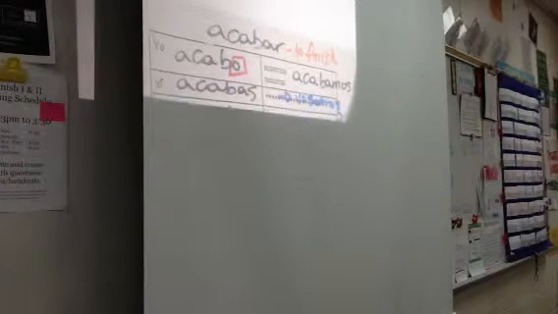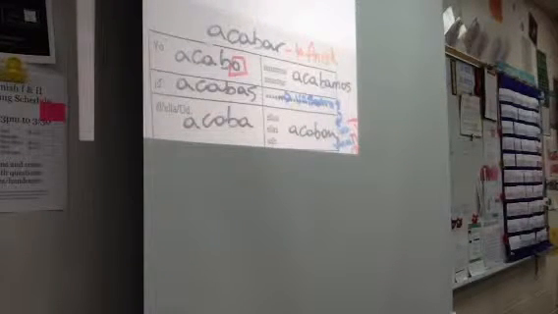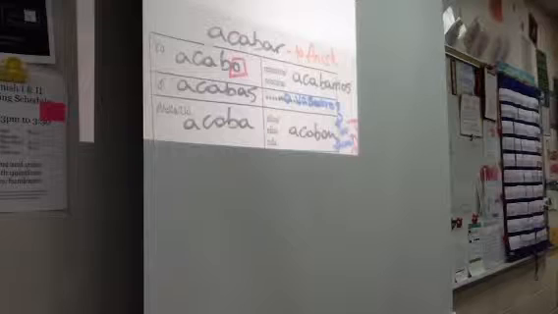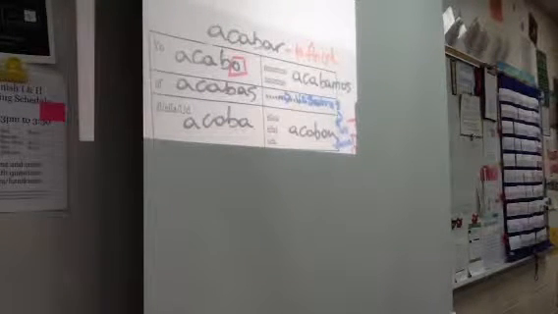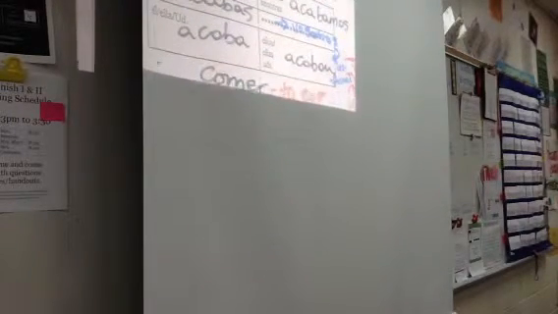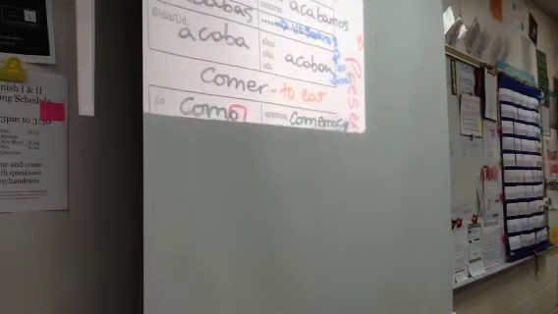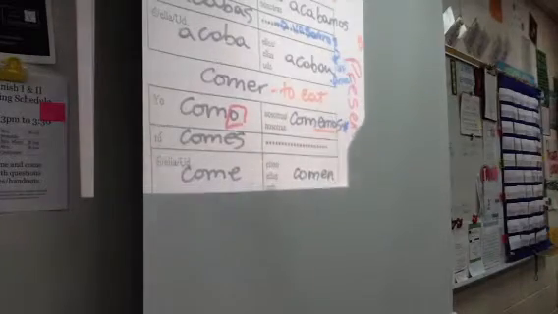Yo form? Acabo. Tú acabas. Él, ella, usted acaba. Nosotros acabamos. Ellos, ellas, ustedes acaban. Is that an O-N or A-N? A-N. Then for comer. Comer is to eat. Como, comes, come, comemos, comen.